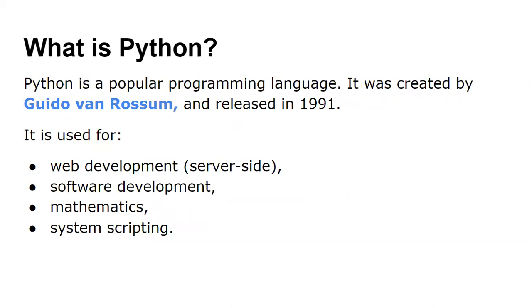What is Python? Python is a popular programming language. It was created by Guido van Rossum and released in 1991. It is used for, first, web development on the server side. Second, software development. Third, mathematics. Fourth, system scripting.